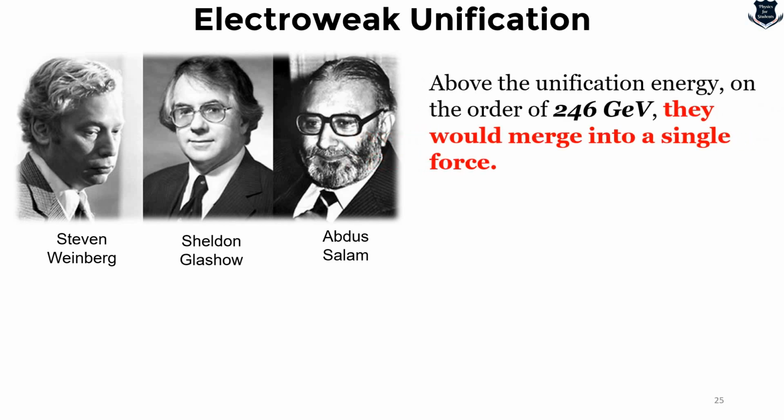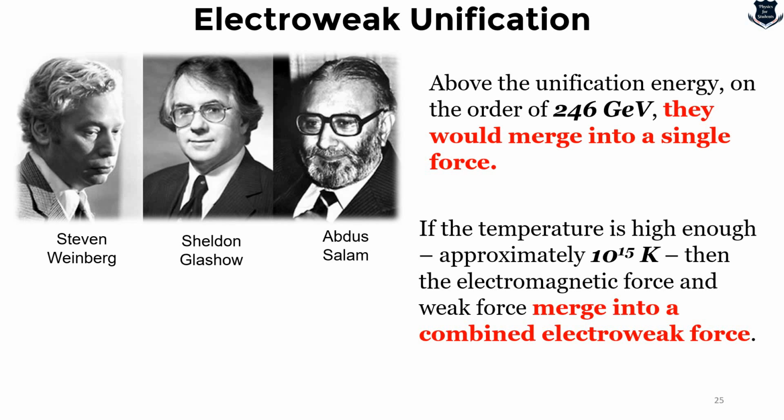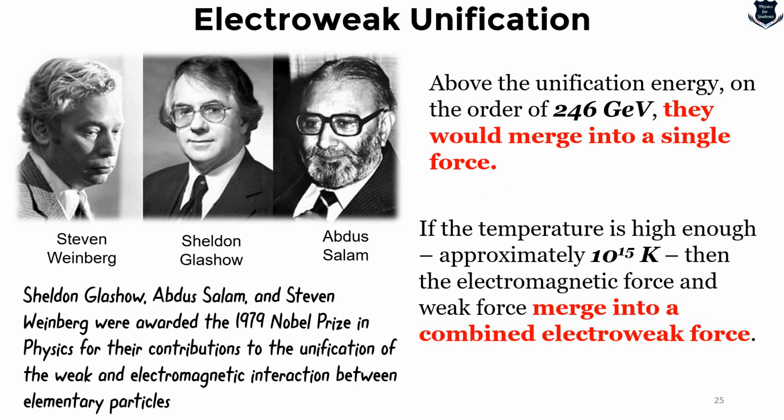Now, what actually happened? We saw that the unification energy is something like 246 giga electron volts. If you attain that kind of energy, which is not possible at this time, they would merge into a single force. And if the temperature is high enough, 10 to the power 15 kelvins, then the electromagnetic force and the weak force will merge into what is called a combined electroweak force. So now we see that electromagnetism is also united with the weak force as the electroweak force. For that, in 1979, they got the Nobel Prize in Physics for their contributions to the unification of the weak and electromagnetic force. So now we have understood what is called electroweak unification.